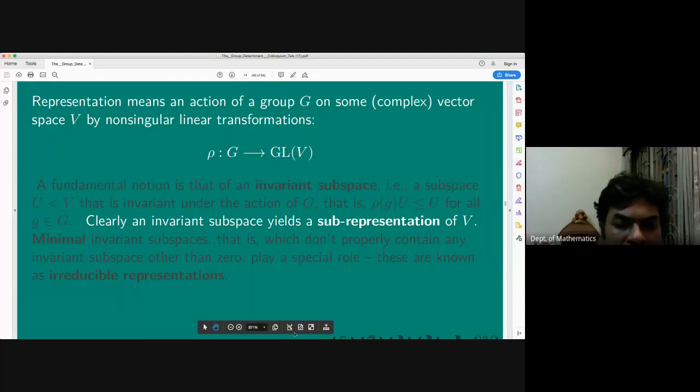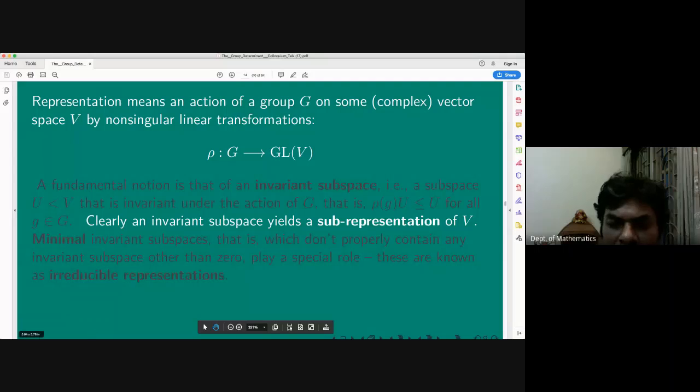Now, minimal invariant subspaces. You can have a subspace which is invariant, and then there is a subspace inside that subspace which is invariant. This can go on, but you can also reach an invariant subspace which is minimal, meaning that it does not properly contain any invariant subspace. This is a very important notion in this theory: it is invariant, but at the same time you cannot again find an invariant subspace inside it.